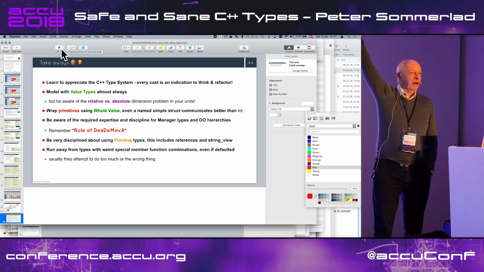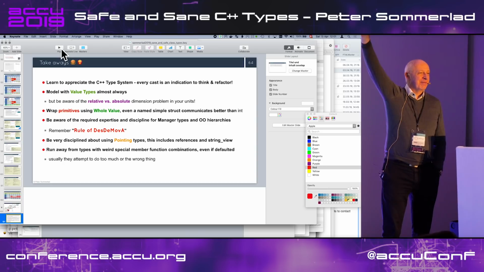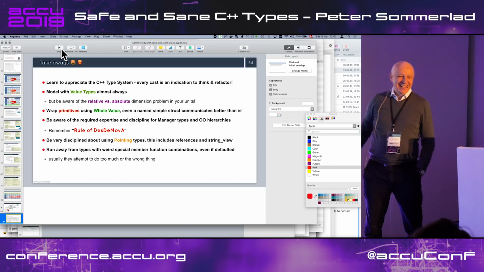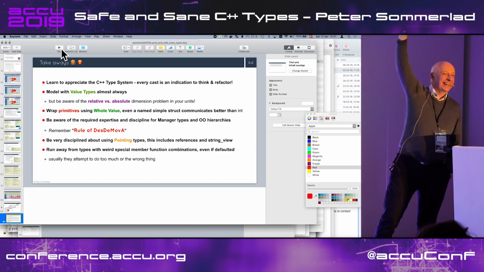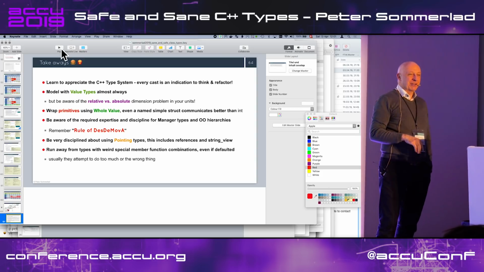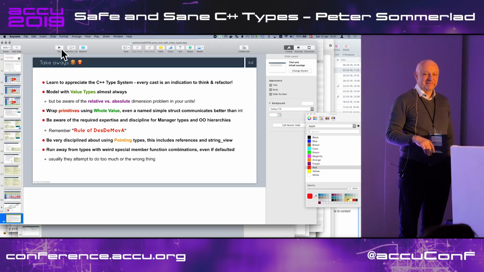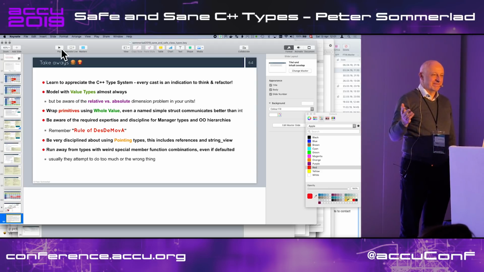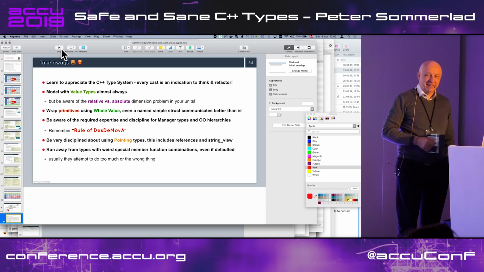I have a question of you. Who is using unique pointer tomorrow? Yeah. Who's still having chocolate? You can grab the chocolate on the seats next to you. Any more questions? Then go home. Remember the rule of Desdemova.